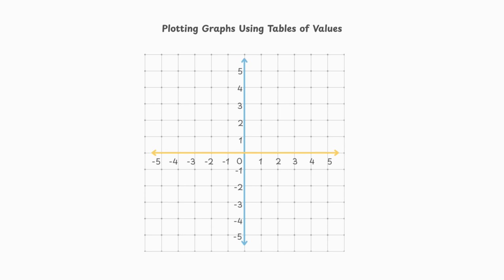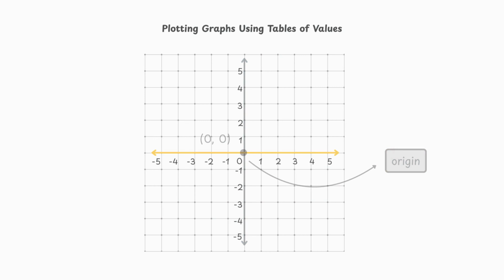Now, let's begin by looking carefully at the coordinate grid. This is the foundation of plotting any graph, so it is very important that we understand every part of it clearly. At the center of the grid, we have a point marked 0, 0. This point is called the origin. The origin is where the two axes meet, and it is the starting point for all coordinates on the graph.